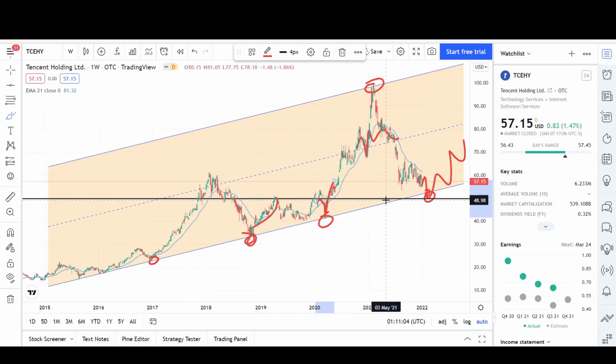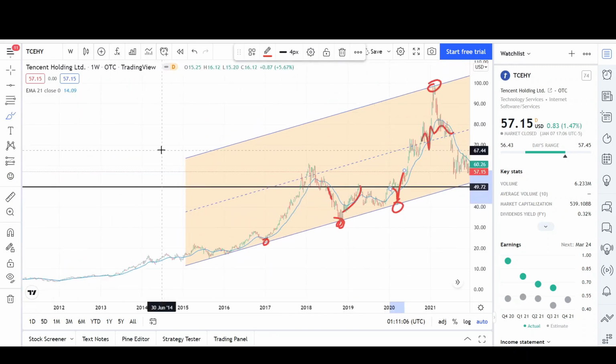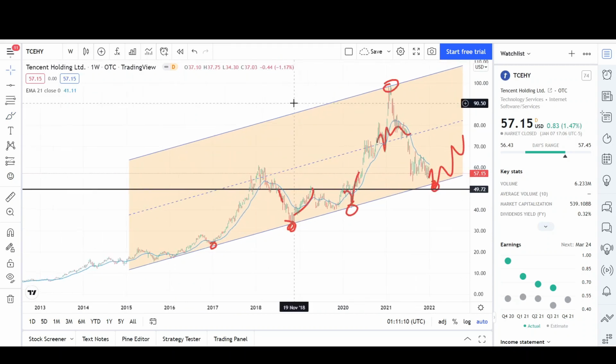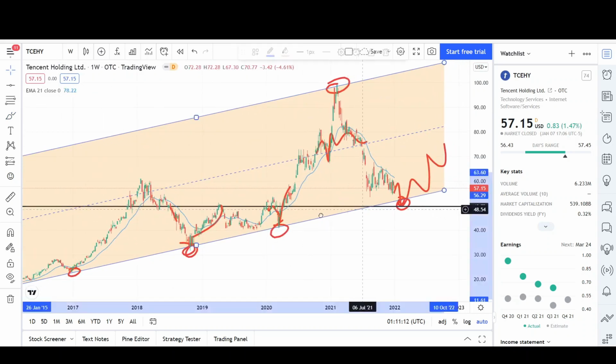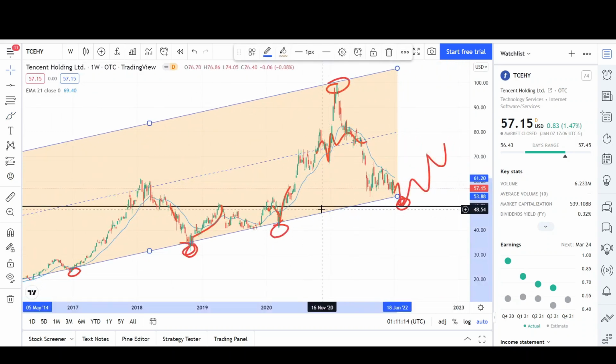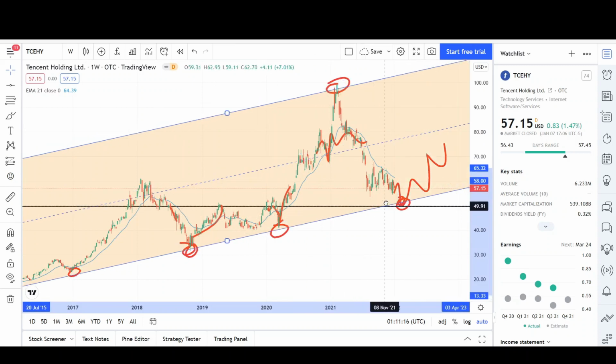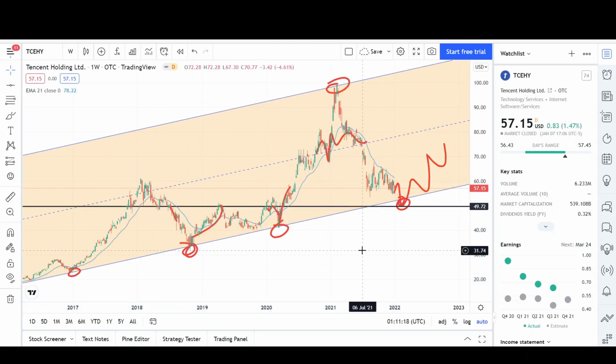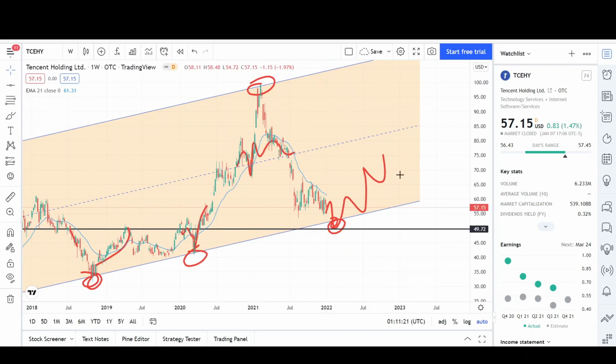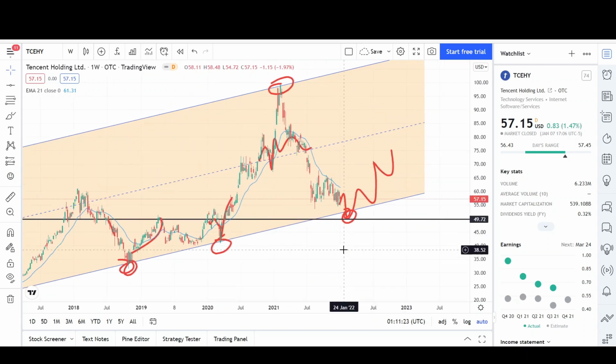You can see that it's a long-term growth stock company. It's a technology company. Usually US technology companies like Google, Facebook, Netflix, they all have increased quite a lot. And this is no different. Tencent's like a mega corporation in China. So I think they're probably going to follow the same pattern as US tech companies.